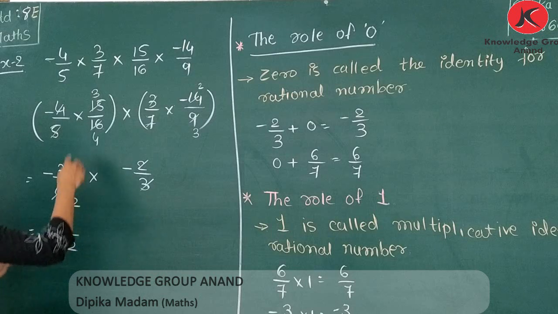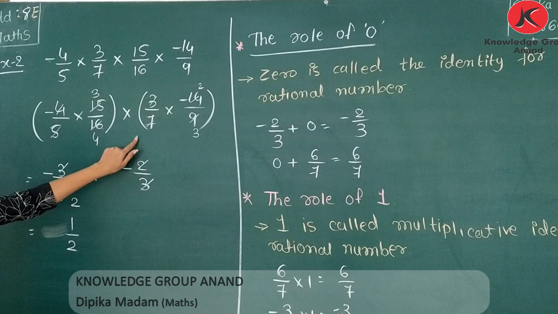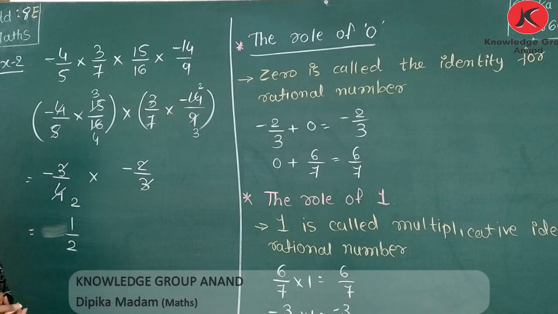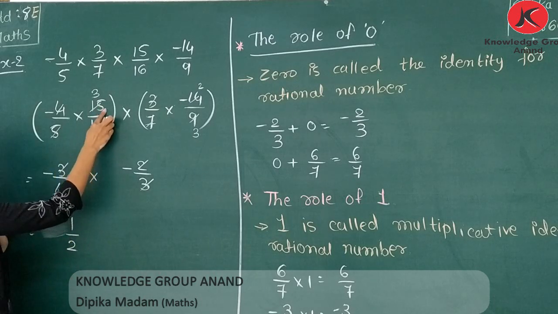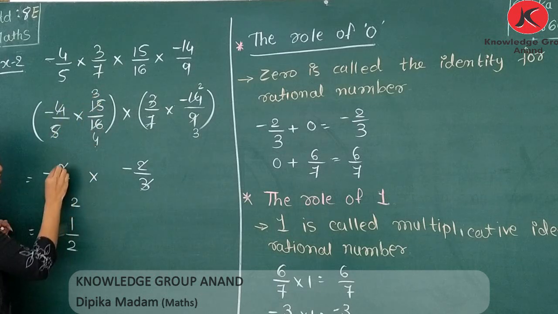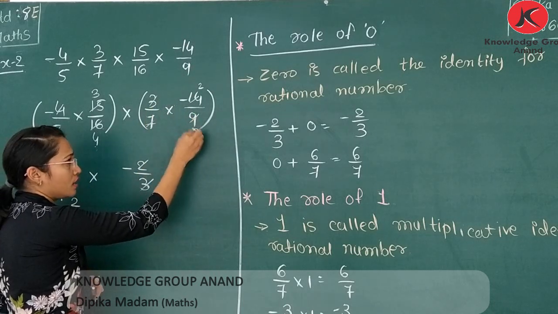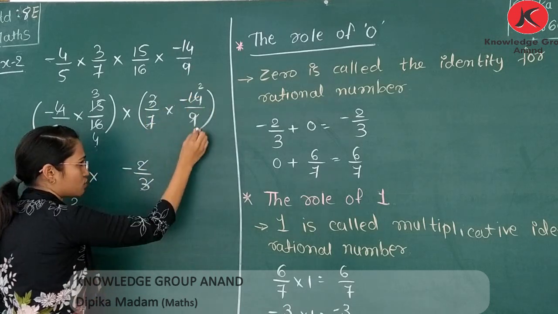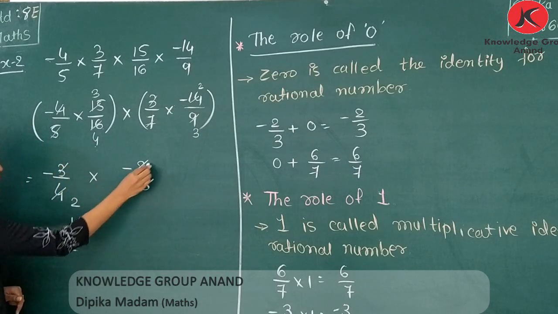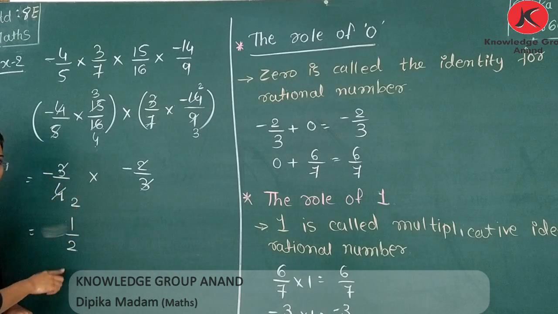So first we make a group of minus 4 by 5 multiplied by 15 by 16, and the second group is 3 by 7 multiplied by minus 14 by 9. In multiplication you can cancel the common factor. 5 3s are 15 and 4 4s are 16, so here it becomes minus 3 by 4. Here you can cancel: 3 3s are 9 and 7 2s are 14, so it is minus 2 by 3. Again there are common factors. 3 and 3 cancel out and 2 2s are 4. So minus times minus is plus, and the answer is 1 by 2.